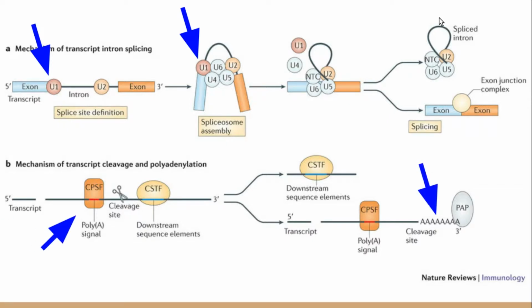And down here in panel B, we see the recognition of downstream sequence elements by CPSF. CPSF then cleaves the transcript and recruits poly-A polymerase.